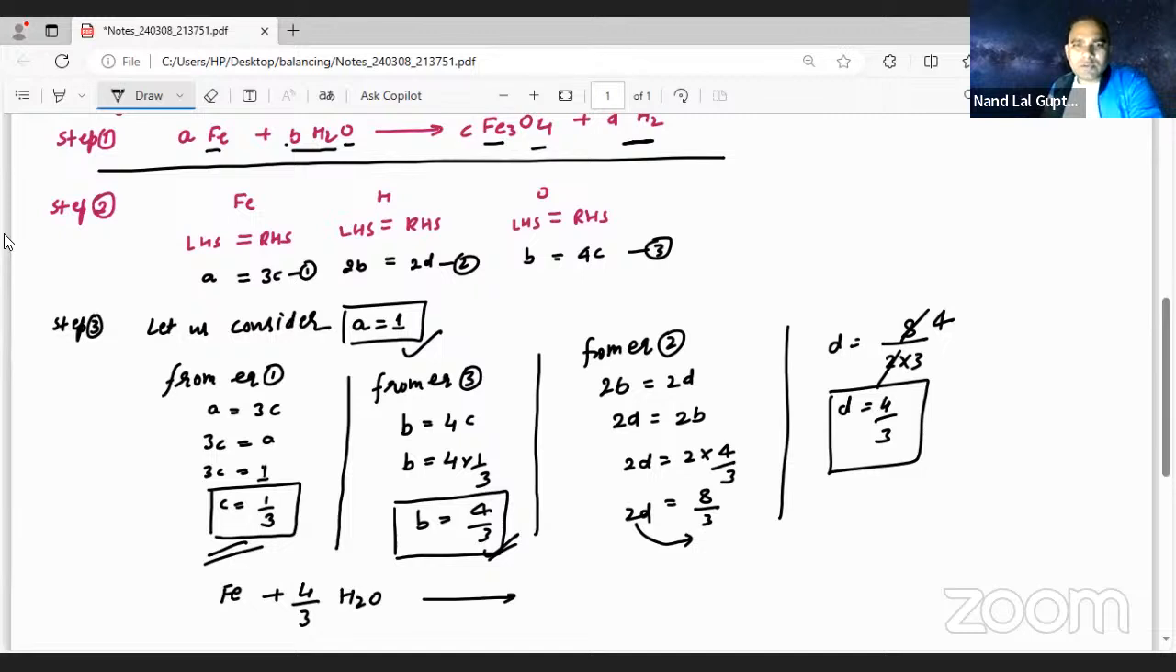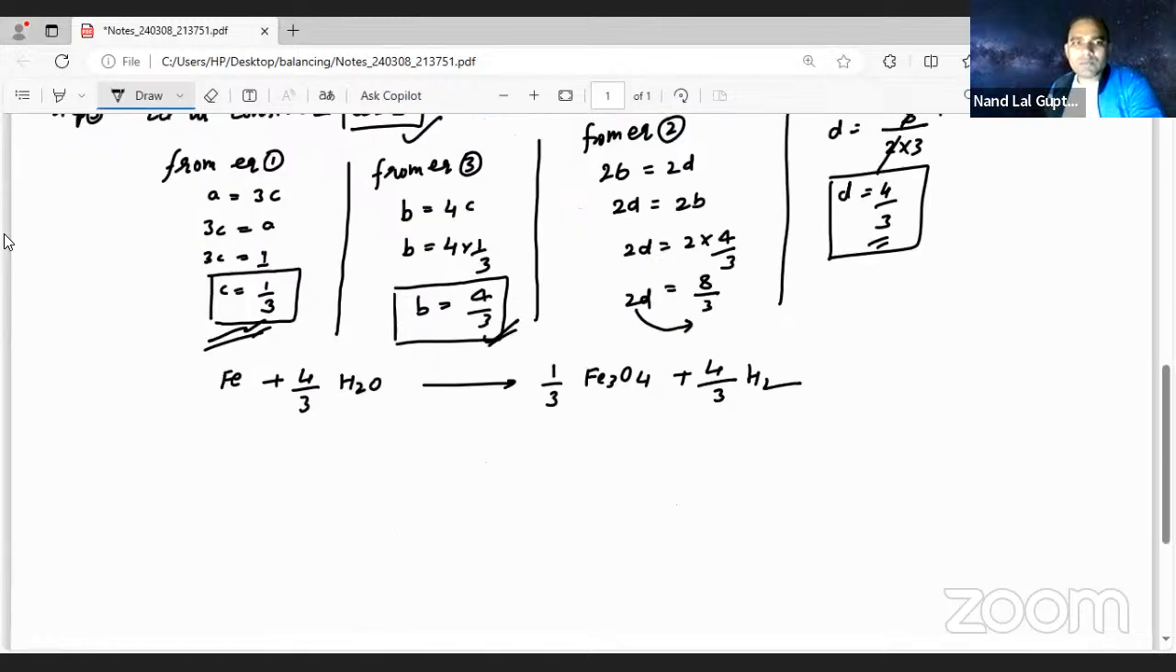Now C value you see, student. C value here is 1 by 3. So we are mentioning here 1 by 3 Fe3O4. Now, how much D value did we get, student? 4 by 3. 4 by 3, it will be H2. Now, let us move to the next one.